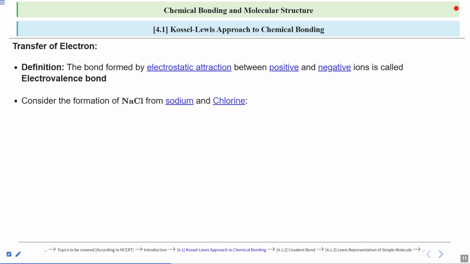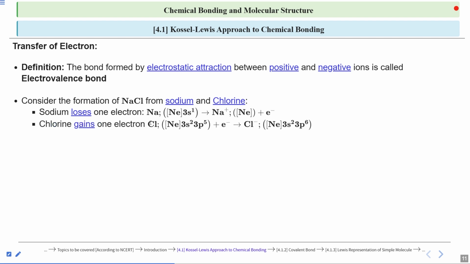Let us consider the case of NaCl. So the sodium has the configuration of neon plus 3s1 electron. To complete its octet, it can donate 1 electron. So it will go to the positively charged species and release 1 electron. Similarly, the chlorine will gain that extra electron to form the chloride ion. Now both of these have a noble gas configuration. Here in this case, sodium has a configuration of neon.